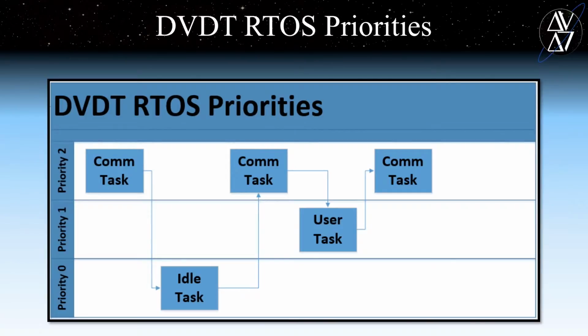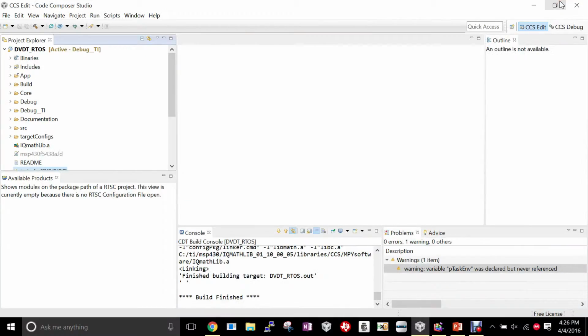Lastly, before we get into Code Composer Studio, we want to look at the priorities for the RTOS. Our COM task is going to hold our highest priority. Our idle task will of course be our lowest, and in the middle on priority 1 is going to be the user's task. So now that we've covered the system overview, let's go into Code Composer Studio.